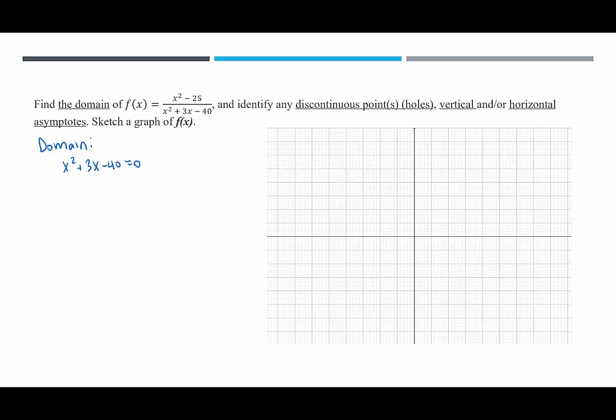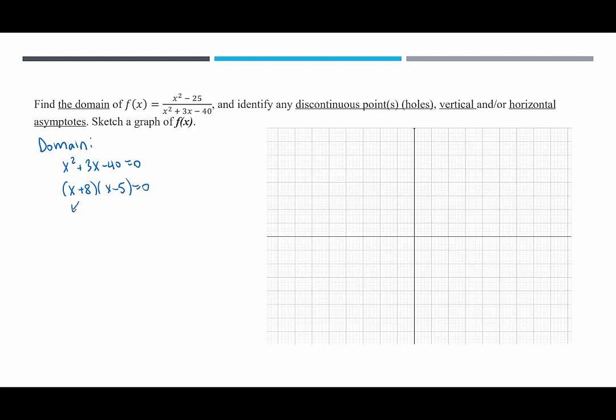And so this is a quadratic. We want to factor the quadratic. We can use a shortcut because the leading coefficient is 1, and the winning combination are the two numbers that multiply to negative 40 and add up to 3. That would be positive 8 and negative 5. So we have x plus 8 times x minus 5 is equal to 0.